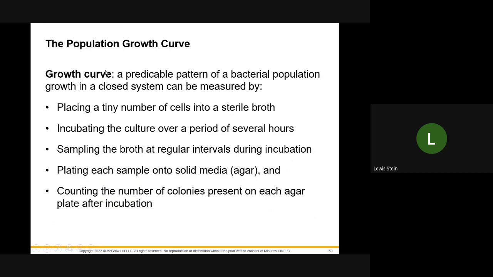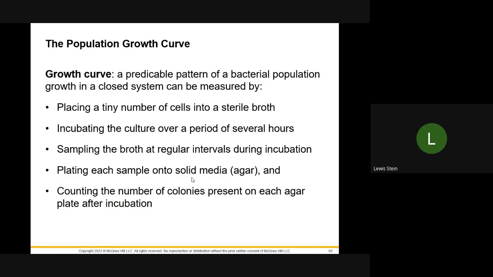So, the growth curve, very predictable pattern, closed system. How it's done is, what they did was they took a fixed number of bacteria and they inoculated a tube. Then they would take a sample and look under a microscope and count the colonies over time at intervals. So they incubated the tube, sampled it, plated it out. They do what's called counts.